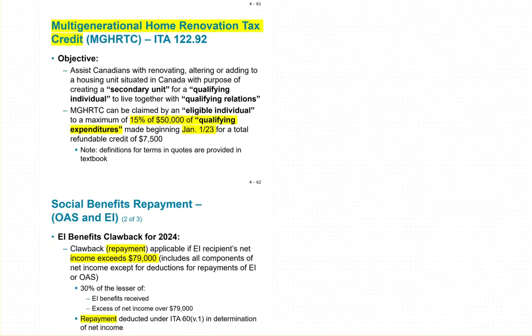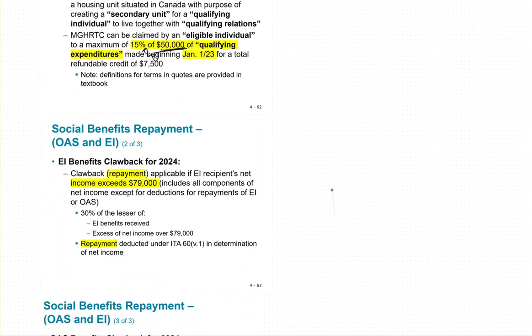Now, of course, the multi-generational home renovation tax credit. If your parents have a small house and they want to renovate it so that somebody else can live there, or your sibling can live there if they get married, your parents are allowed a credit. The qualifying expenditure is $50,000, and 15% of that is $7,500.